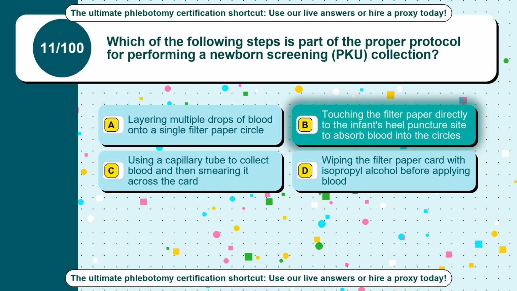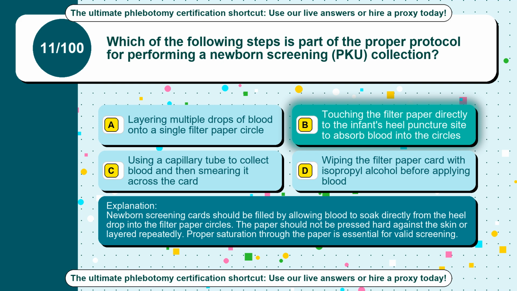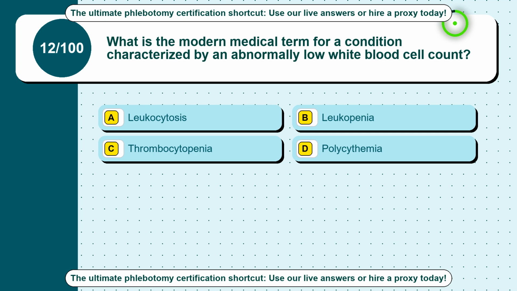into the circles. Newborn screening cards should be filled by allowing blood to soak directly from the heel drop into the filter paper circles. The paper should not be pressed hard against the skin or layered repeatedly. Proper saturation through the paper is essential for valid screening. Question 12. What is the modern medical term for a condition characterized by an abnormally low white blood cell count?